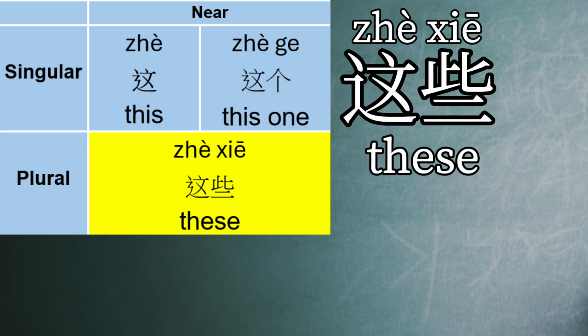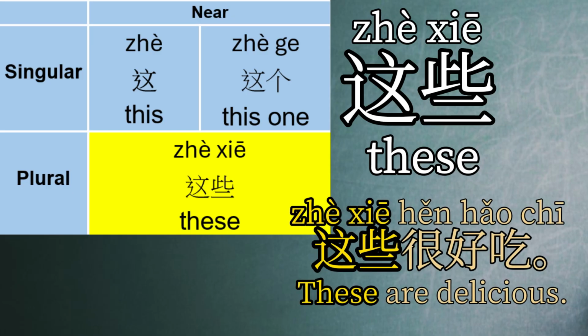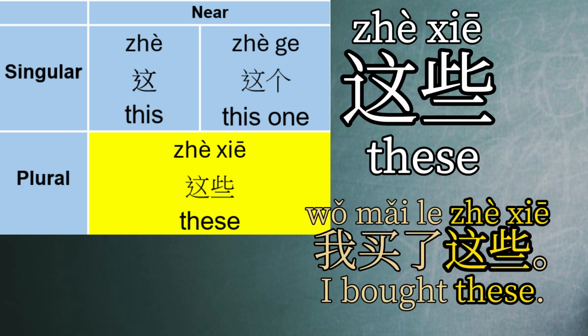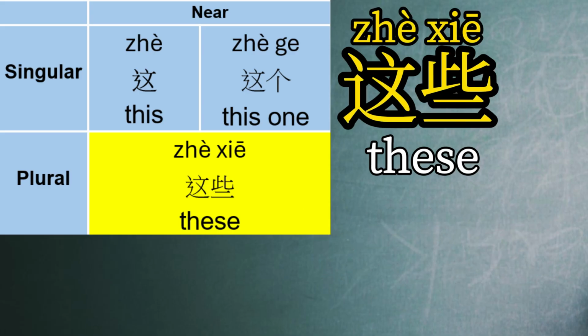这些, these. 这些很好吃, these are delicious. 我买了这些, I bought these.